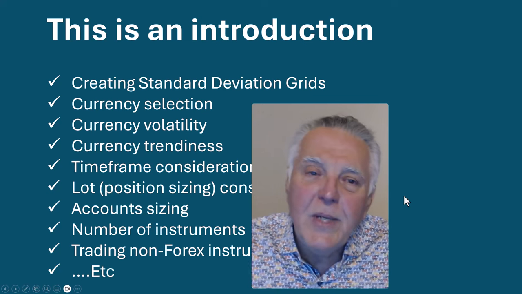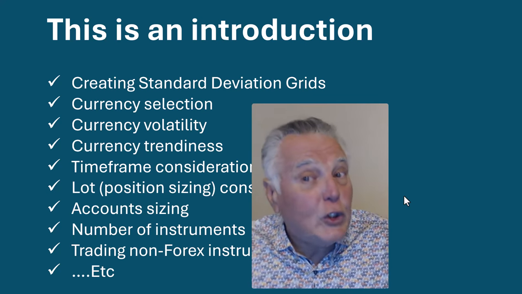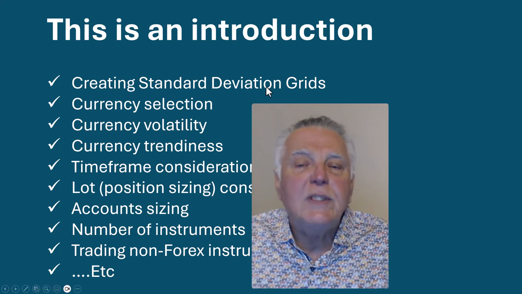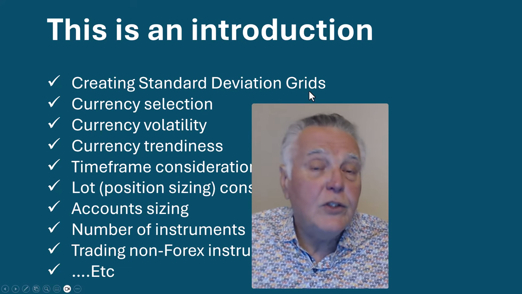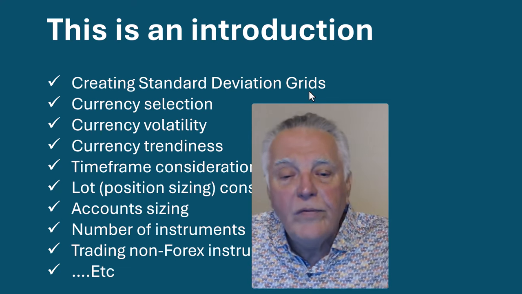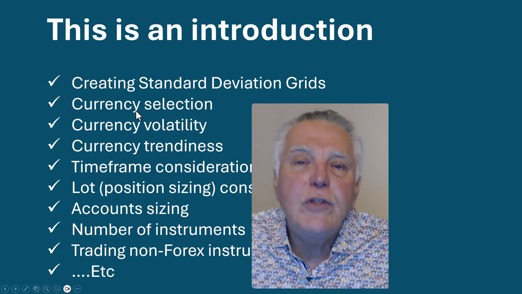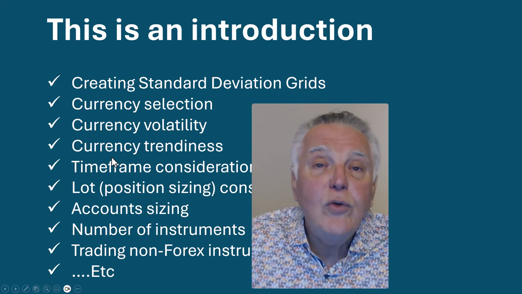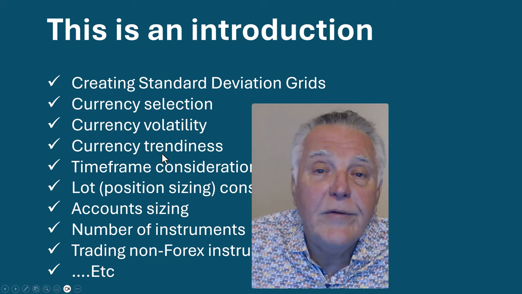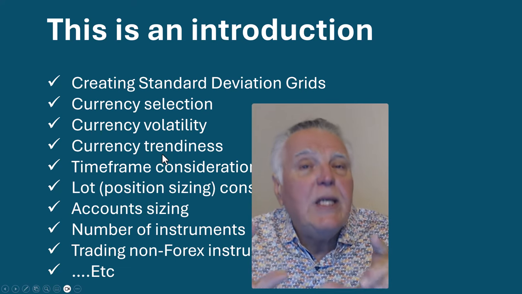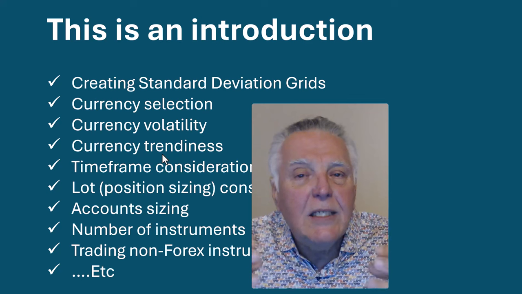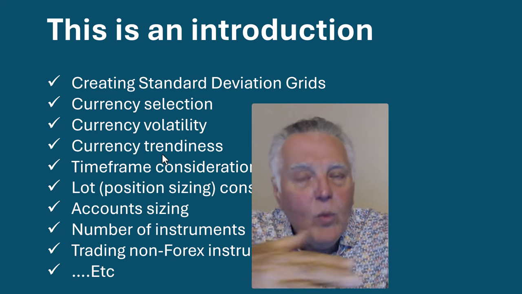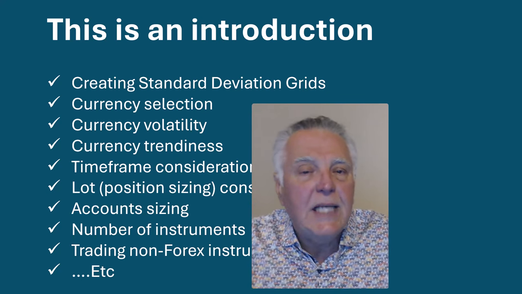Now, as I said in the beginning, this is an introduction and it looks very easy. There are refinements necessary. You need to create your standard deviation grids in a certain way. I'll cover that, and all of this I will cover in future videos. You need to do some currency selection. You need to do some currency volatility analysis, and you need to look at the trendiness of certain currencies. But to a certain degree, the standard deviation indicator calculates that for you. So you'll always have the price action within those three bands, upwards and downwards.